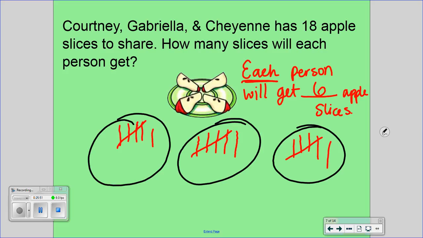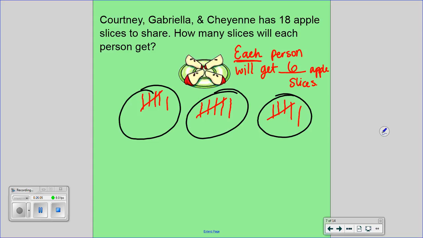Georgiana. Okay, let's write an equation. What's that going to look like? Start with what you had first. What did we have first, Dylan? So we had 18 apple slices. And what do we want to do with those apple slices?